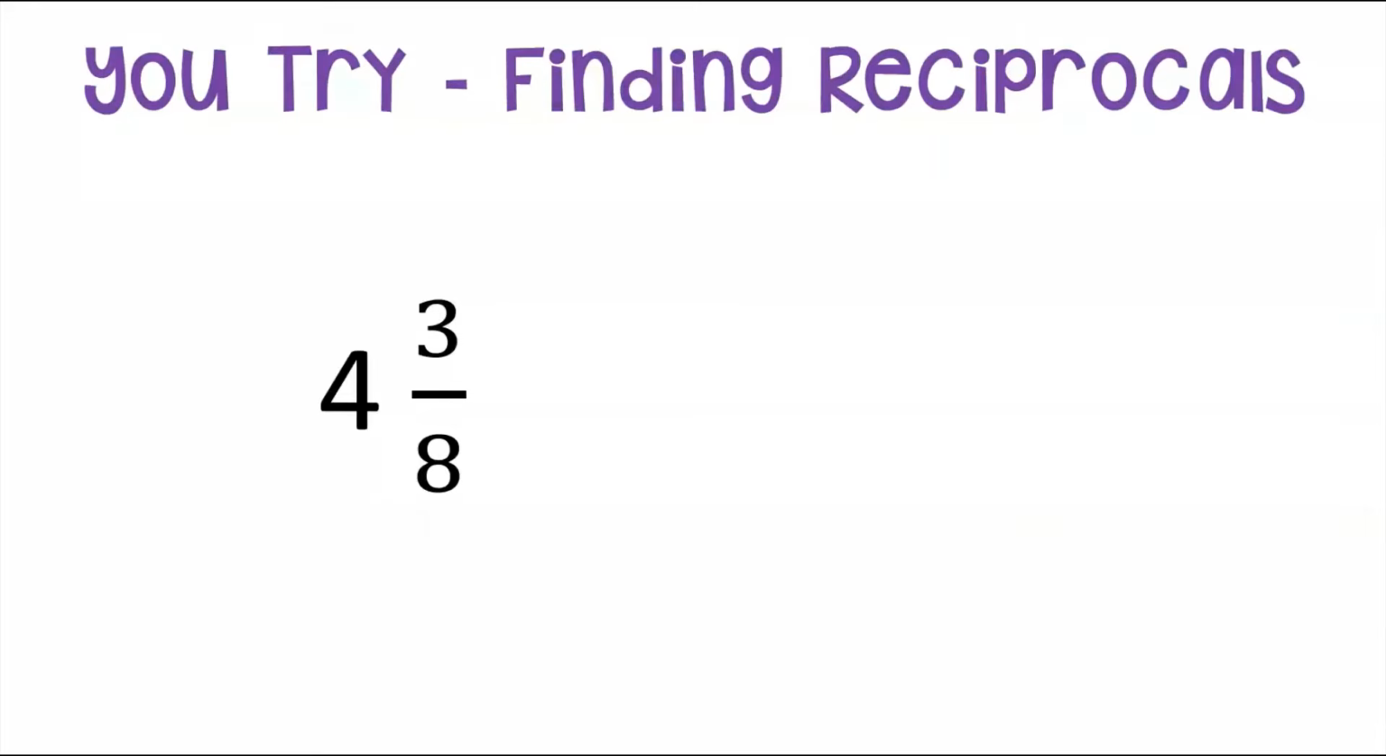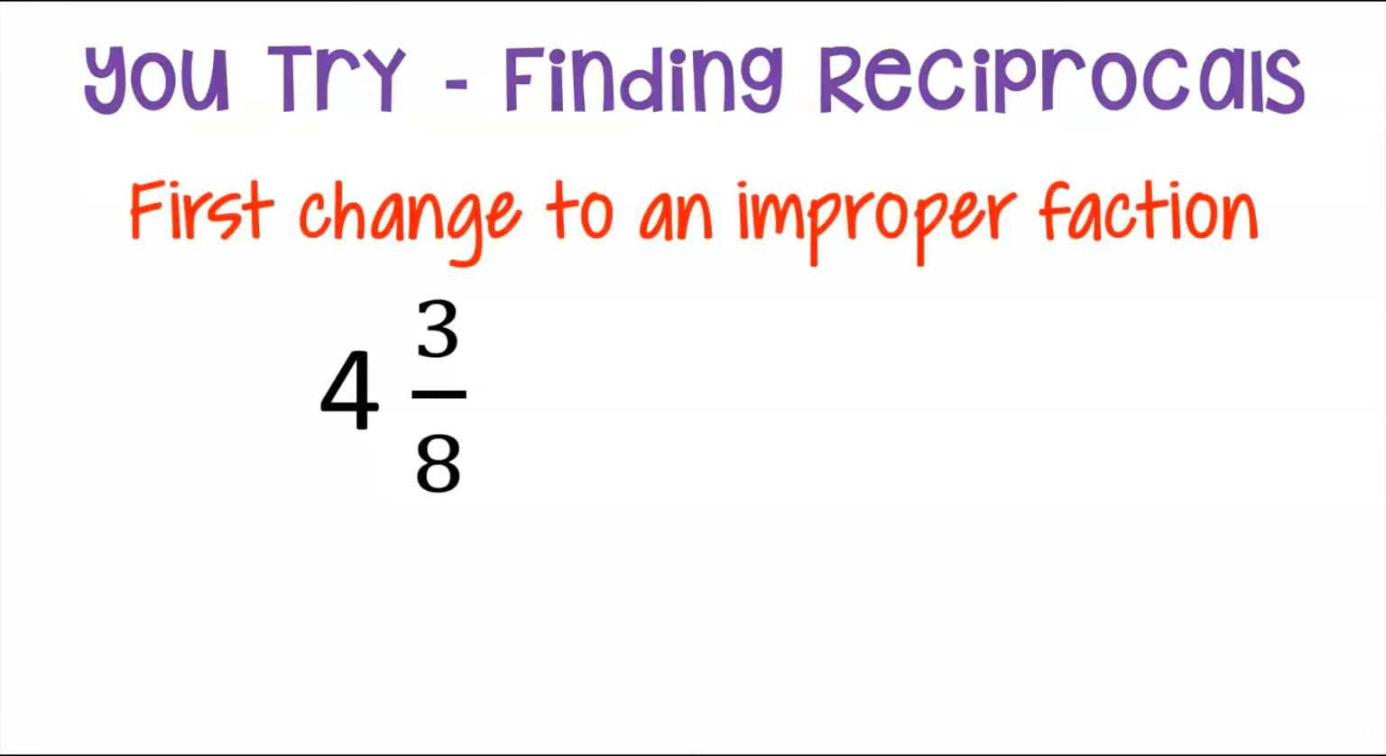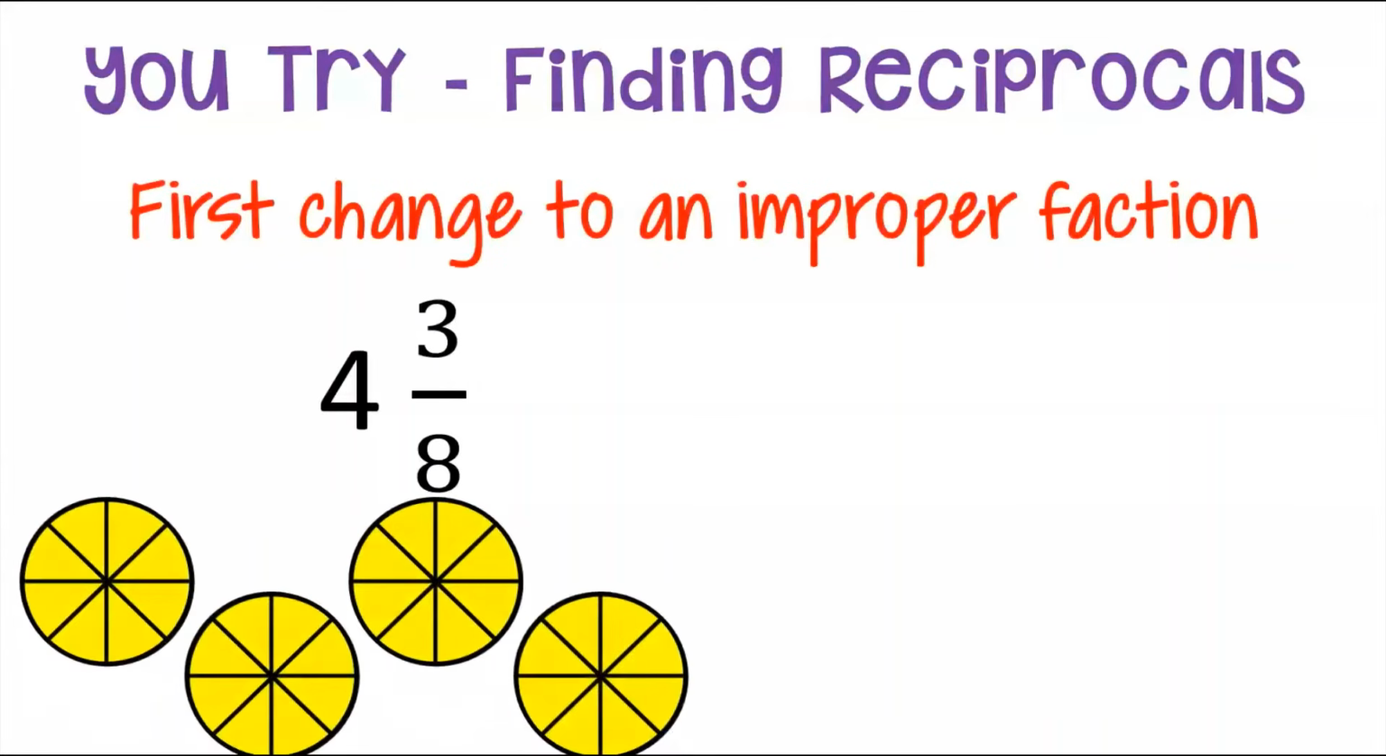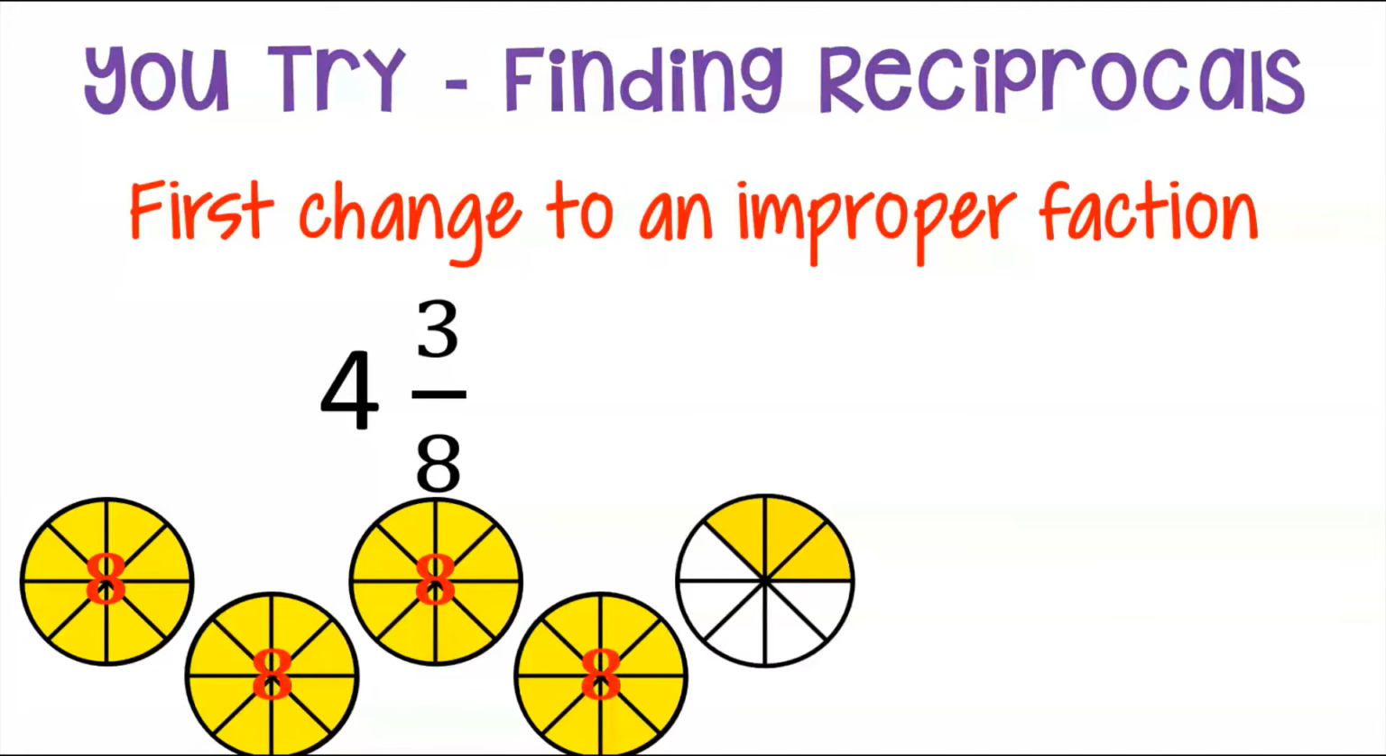So I'm going to account for the 4 wholes by putting 4 whole circles, completed circles that are completely filled in. We have to account for the 3/8, so there are 3 more pieces that are filled in when I would need 8 to make another whole. Now to find out what it is as an improper fraction, we simply count the yellow pieces. So in this circle there are 8, and another 8, and another 8, and another 8. And 8 times 4 is 32.